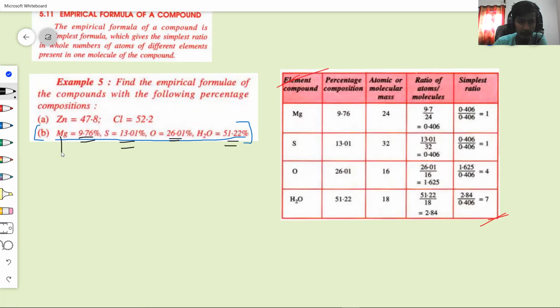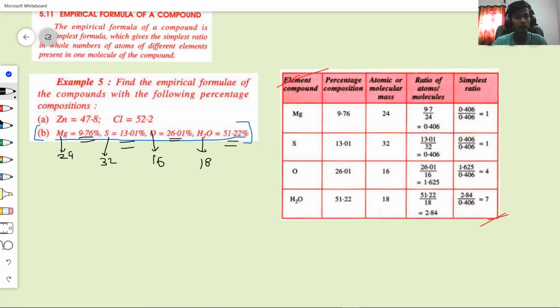So of magnesium, it is 23, I suppose, or 24. 24 for Mg. Of sulfur, we have 32. So for sulfur, we have 32. For oxygen, we have 16. And for water, we have 18. We write this in the next column.